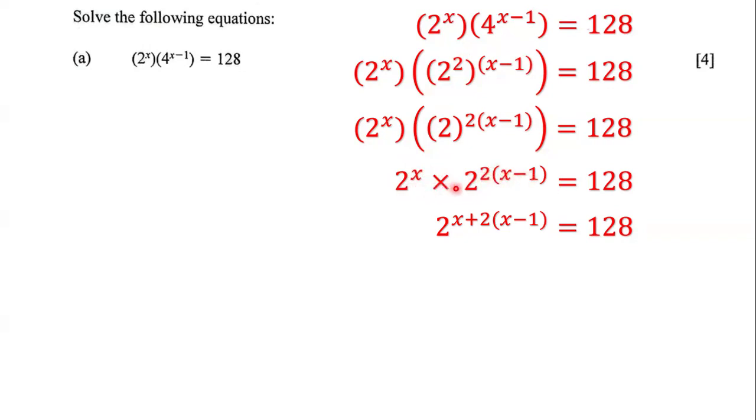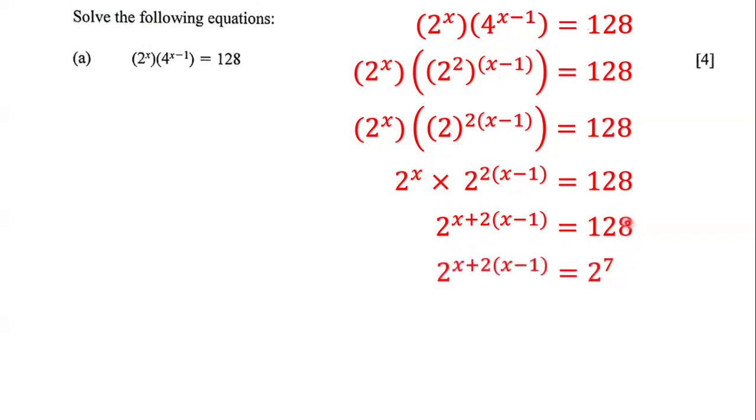And so when we multiply them, we notice that this term and this term have the same base. What is the same base? 2 is the base of both of these terms. And so whenever you're multiplying two terms that have the same base, you must add the powers. And so we say x plus 2 times x minus 1. And so we have 2 raised to the power of x plus 2 times x minus 1. And that should equal 128.